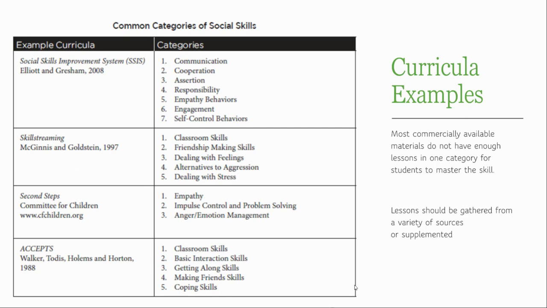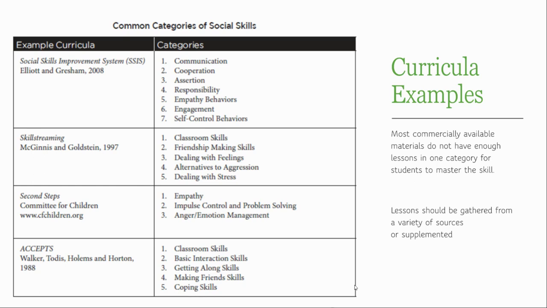Another example is Skillstreaming, which focuses on classroom skills, friendship making skills, dealing with feelings, alternatives to aggression, and dealing with stress. Second Step: A Violence Prevention Curriculum for children focuses on empathy, impulse control, problem solving, anger, and emotion. Another example is ACCEPTS, which focuses on classroom skills, basic interaction skills, getting along skills, making friends skills, and coping skills. As you see, all of these commercially available materials focus on different categories of social skills.